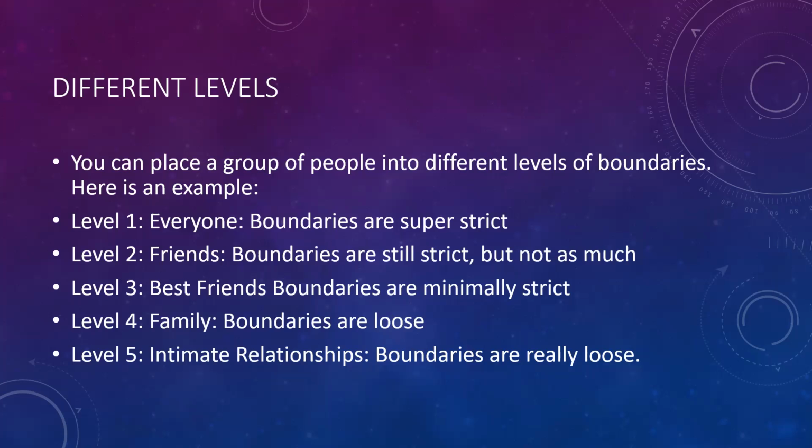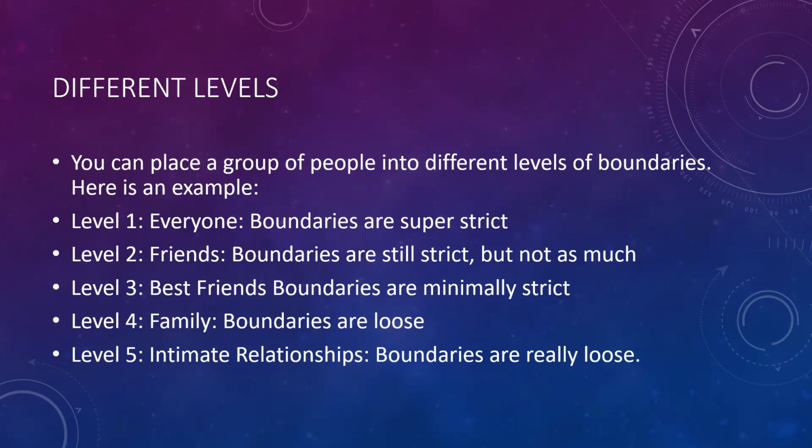All right, and with everyone, these boundaries are super strict, right? So for example, in this level, unless you want to do it out of the kindness of your heart, you don't loan anybody any money, you don't give them any rides, you don't invite them to your house or anything like that, right? You don't even let them borrow your phone because again, we don't know them. And if we don't know them, anything can happen. So better in this instance, safe than sorry.